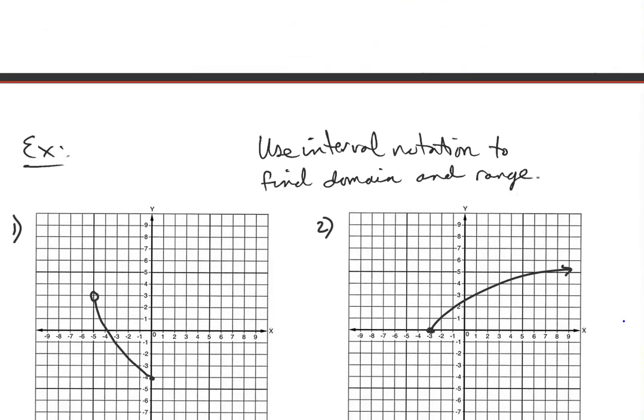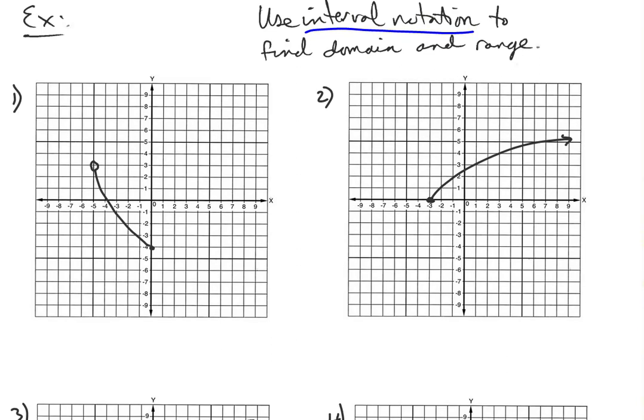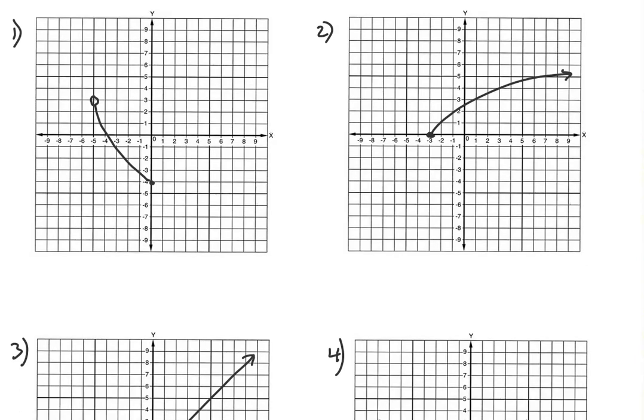Let's now go on to some other examples where we start with some graphs already given, and we want to use interval notation to find the domain and the range of these example graphs. Now, we have 4 of them drawn. I'm going to describe them as we go, in case you need to rely on a verbal description instead of a visual one.